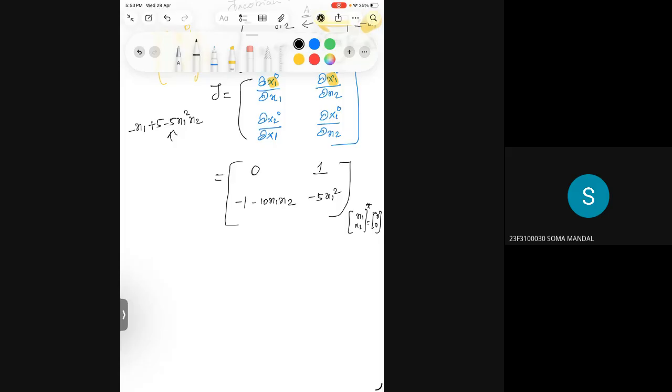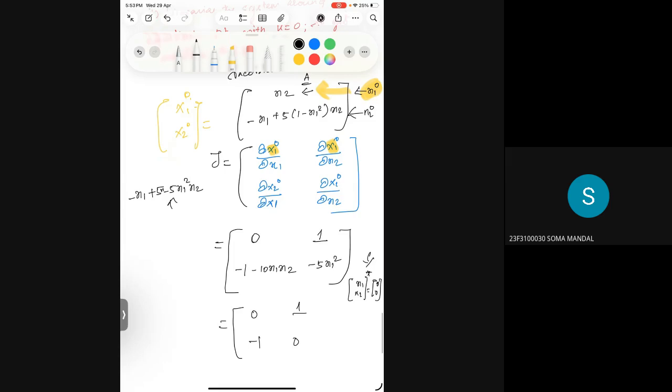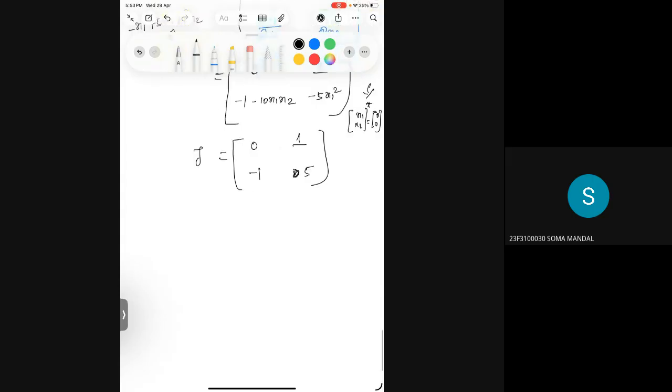This is how you linearize around the equilibrium point. Since this is the equilibrium point, you substitute the equilibrium point back into it. So this will give me 0, 1, -1, and this is 5x2, no? So this will give me 5. So this is my Jacobian matrix. Actually, this is the linearized version of your A matrix: 0, 1, -1, 5. This is your A matrix. Your B matrix won't change and your C matrix also won't change.